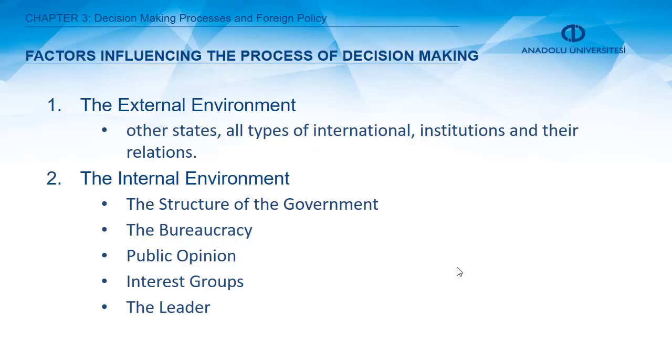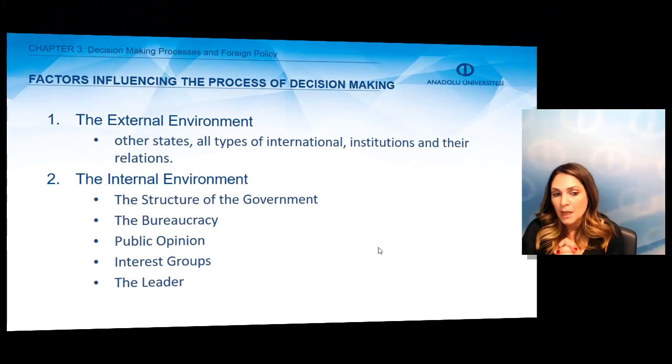Now, the external environment clearly consists of other states, all types of other international institutions, may they be governmental or non-governmental institutions, and of course their relations are also a factor within the external environment. The internal environment consists of the structure of the government, the bureaucracy, public opinion, interest groups, and the leader as last. The internal environment will be discussed in detail in chapter 5.